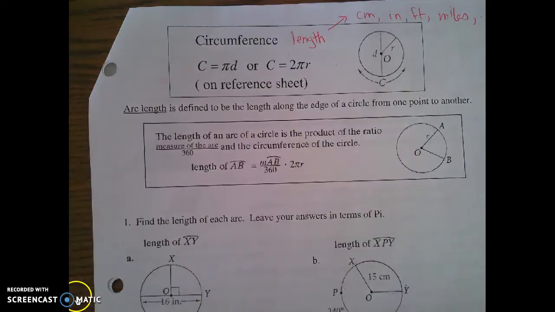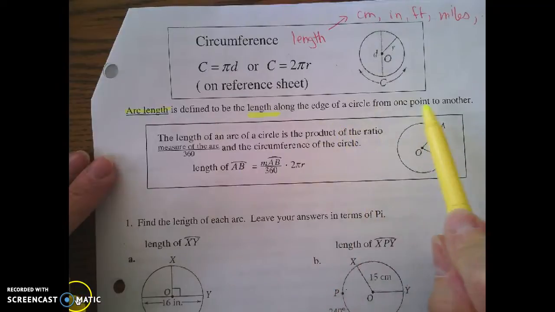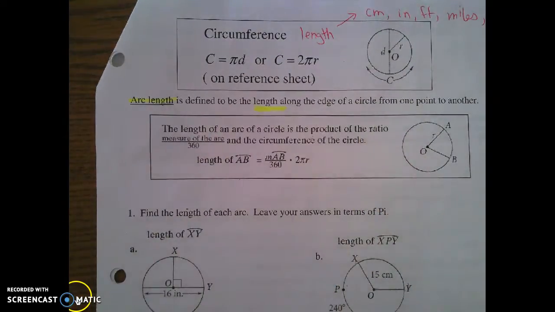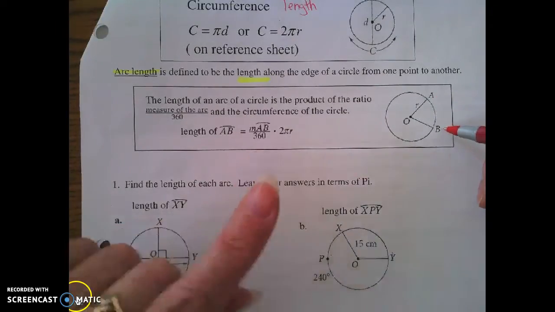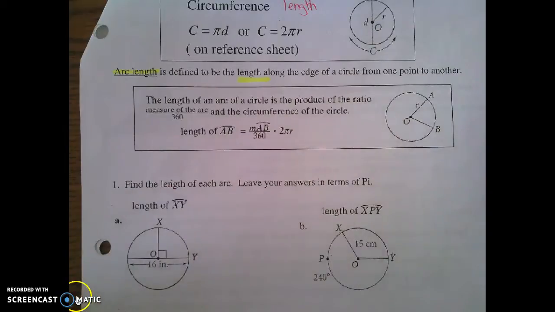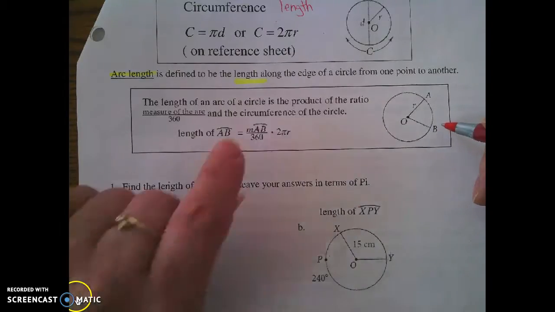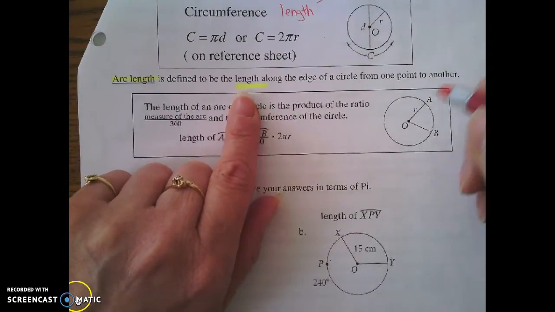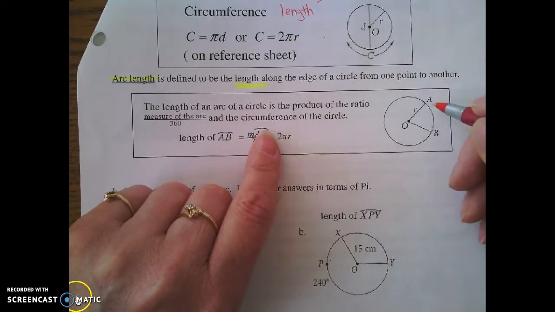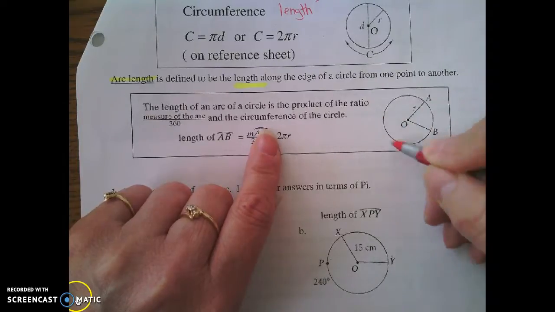Now arc length is defined to be the length along the edge of a circle from one point to another. So in this picture, if we wanted to find the length of arc AB, now notice I'm stressing the word length, which is different than measure of arc AB. We just talked about the measurement of arcs. Those are in degrees. Length is going to be centimeters, inches, feet, miles, meters, kilometers.